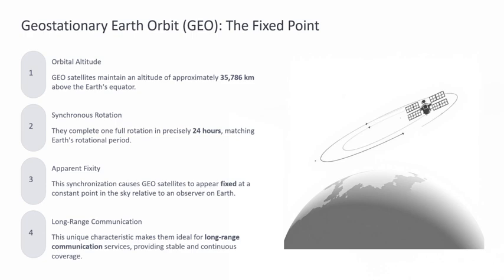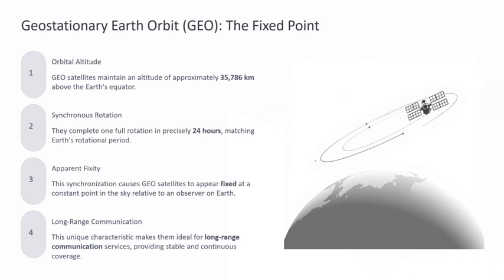So let's discuss that. First is orbital altitude. GEO satellites are placed at a height of about 35,786 km above the Earth's equator. Second is synchronous rotation. They revolve, not rotate, around the Earth in the same time as the rotation of the Earth, that is about 24 hours. Because both rotate together, the satellite appears fixed in the sky.